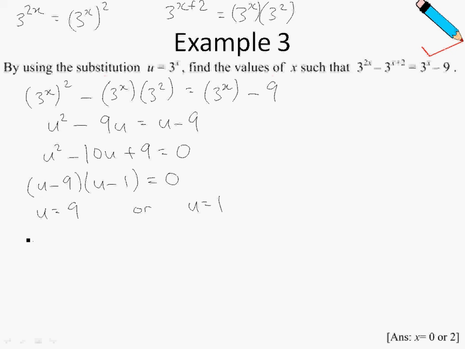Don't forget that we're not done yet, because what we're solving for is x, not u. So 3^x is 9, and 9 can be expressed as 3 squared, so x is just 2. For the number 1 over here, let me remind you of this very special law, that any number to the power of 0 is 1. So in this case, let me express 1 as 3 to the power 0, so x is just 0. To conclude, x is either 2 or 0.